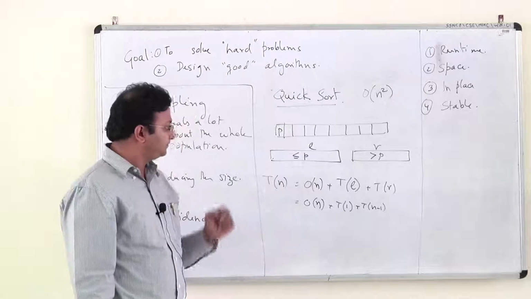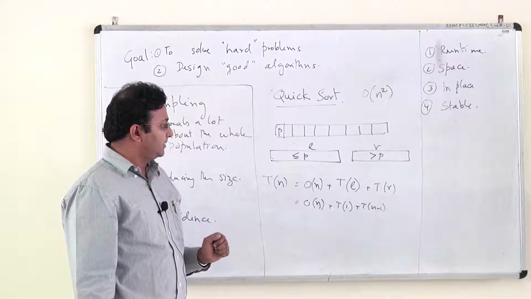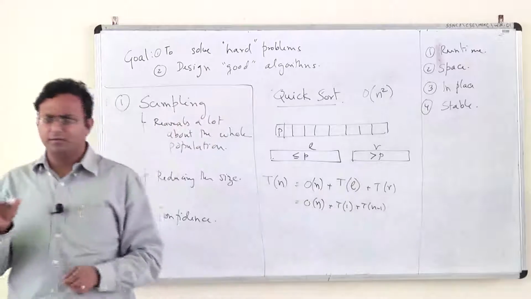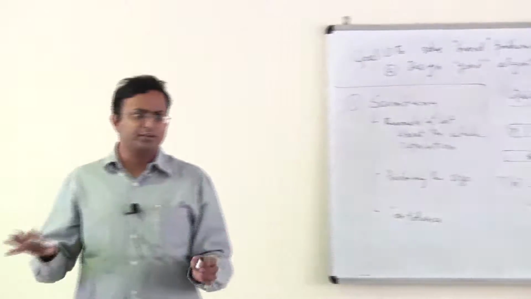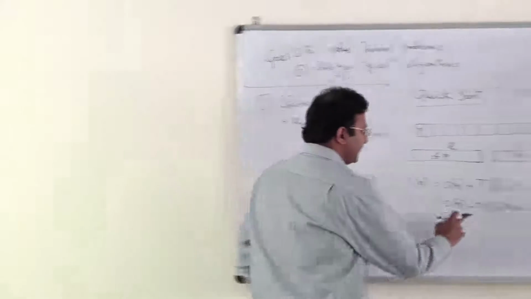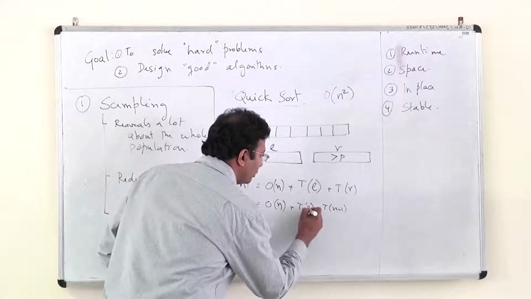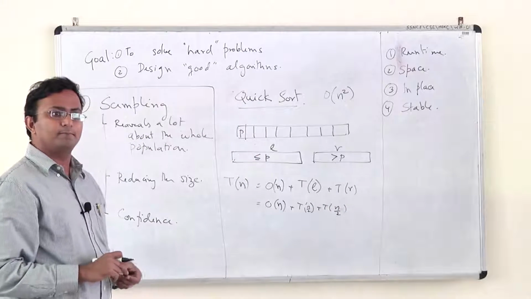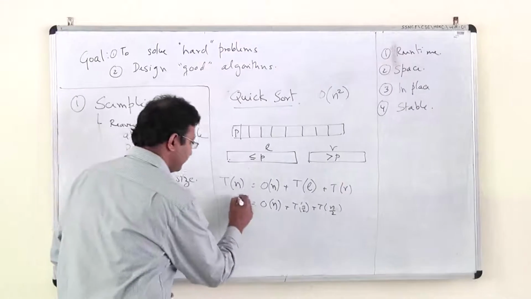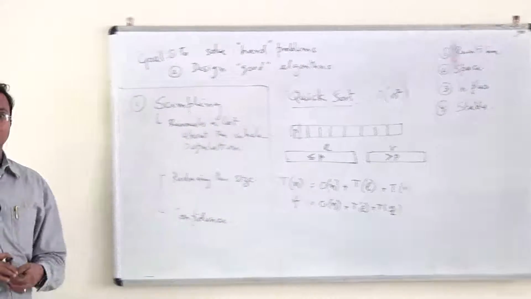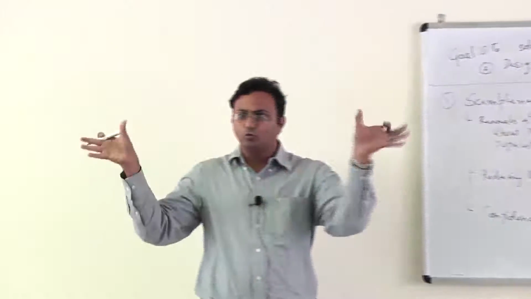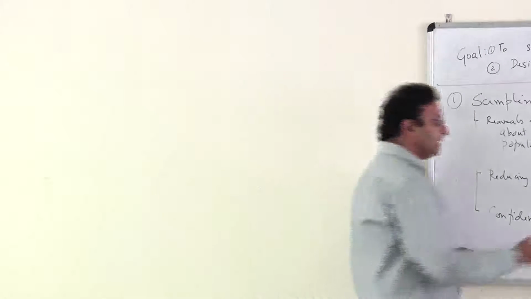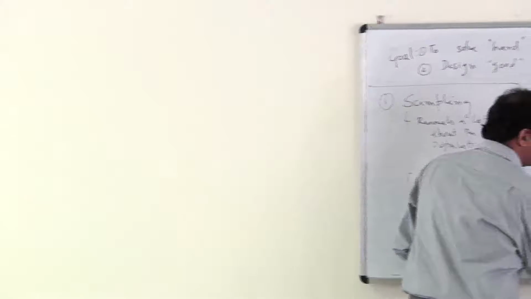But if L and R are kind of similar, meaning n over 2, or n over 3 and 2n over 3, then what happens? If somehow I could have guaranteed n over 2 and n over 2, then what would have happened? If it splits up nicely into two almost equal parts, then what would be the time complexity? Log n, correct? Then T would be equal to n log n.